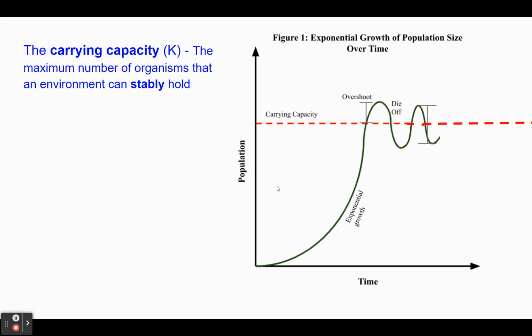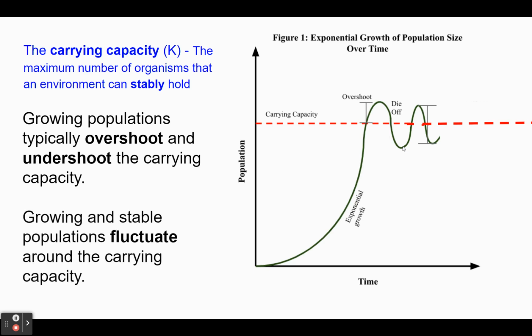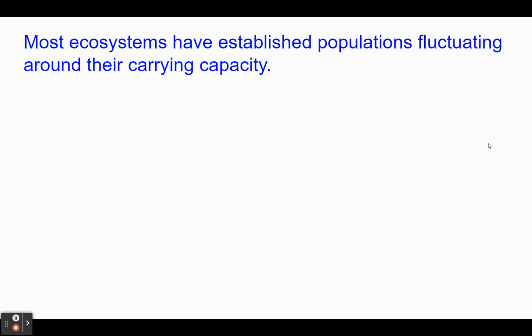There's two more things that we need to know, and this is going to be a summary of the graph. Grown populations typically overshoot and undershoot the carrying capacity. That's what you see in our peak values and our valleys. So here's an overshoot and here's an undershoot. And here's another way of saying that sentence. Growing and stable populations fluctuate around the carrying capacity. So these ups and downs, this repeating pattern of going up and under the carrying capacity, that's called a fluctuation. Most ecosystems have established populations fluctuating around their carrying capacity.